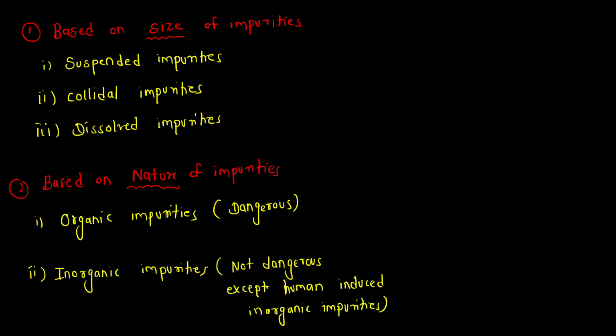Just remember that the organic impurities are dangerous to human health and inorganic are not dangerous. Among inorganic, the only dangerous ones are those induced by humans. What is the meaning of this? Whatever the excreta or human waste is there, the inorganic impurities present in that human waste are the only ones dangerous to human health. All the rest of the inorganic impurities are not dangerous.